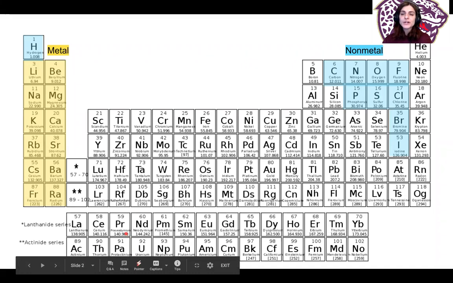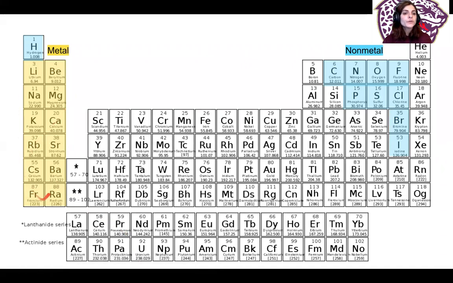So let's review the periodic table really quick. Over here, we've got our metals, and over here, we've got our non-metals. Now, don't forget about hydrogen. Hydrogen likes to hang out with the metals. It's just the way that the periodic table is set up. But don't forget, hydrogen is a non-metal.